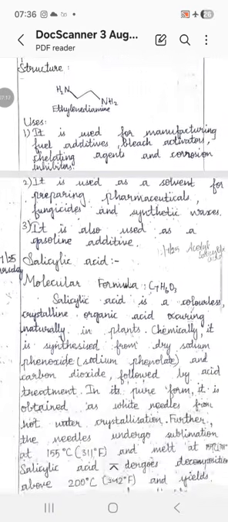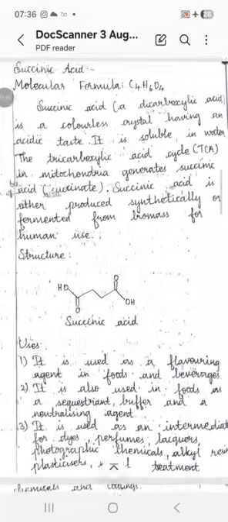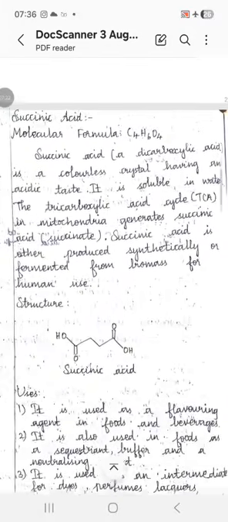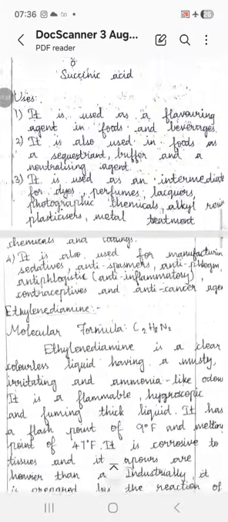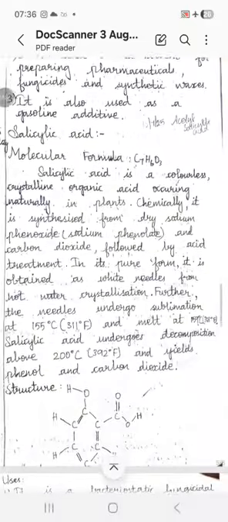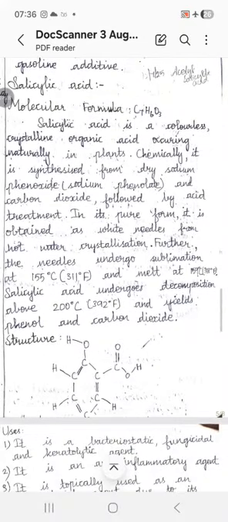Then the third one is salicylic acid. First we studied the topic succinic acid, then the second one is ethylene diamine, then the third one is salicylic acid. The molecular formula of salicylic acid is C7H6O3.